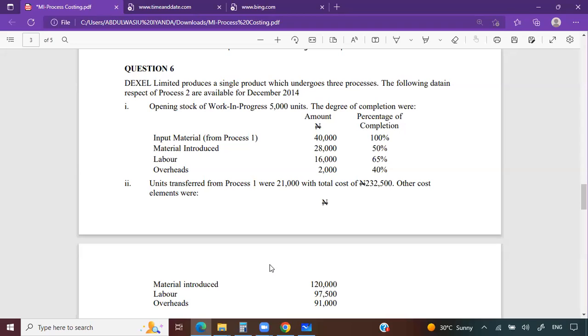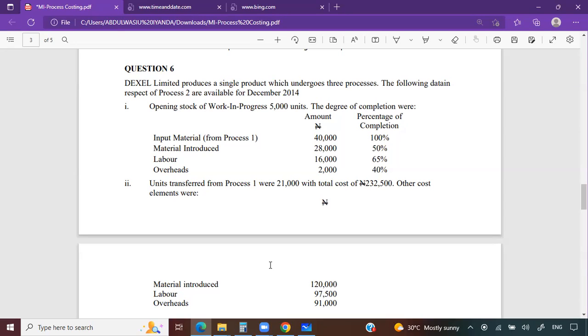And when it comes to degree of completion, most of the time the examiner will ask you to use FIFO. And what does FIFO mean? First in, first out. And I thank God that I'm the one that takes that particular course, and that is even my area, to talk about anything that relates to material, labor, and overhead.